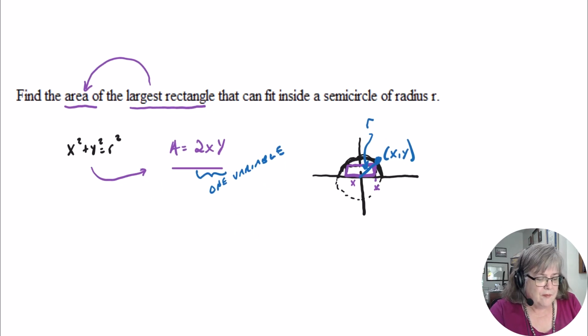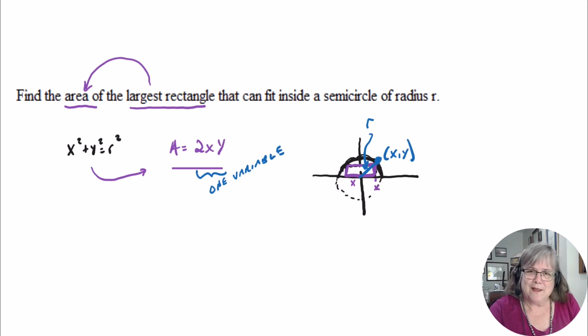Now, on the right, we either want all x's or all y's, and I'll be honest with you, if I'm ever given my choice, I'd like to have it all in x's because that's what I'm comfortable taking derivatives of. Every time I see a y, I tend to revert back to implicit and go, what am I doing here? And so I just stick with x's.